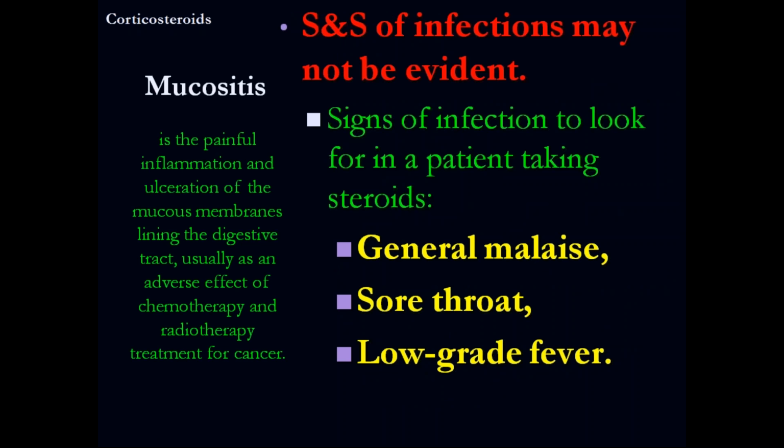Signs of infection may be evident. First of all, general malaise, sore throat, low grade fever. So here, for sure, if you have a low grade fever, you start to suspect. Second, sore throat. The most common system for infection is going to be the respiratory tract. Of course, you're not going to be happy feeling that, so you feel malaise.